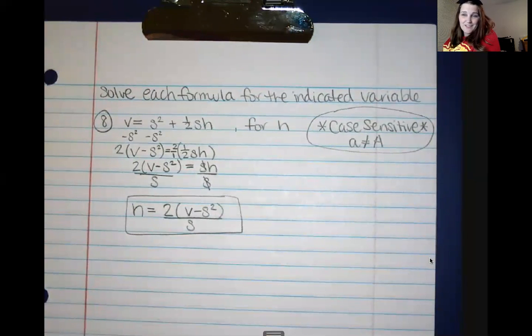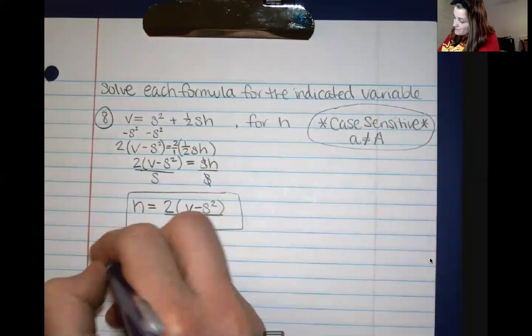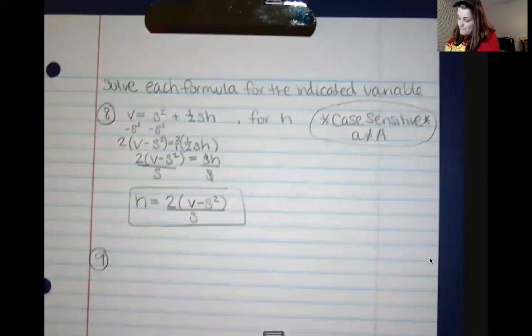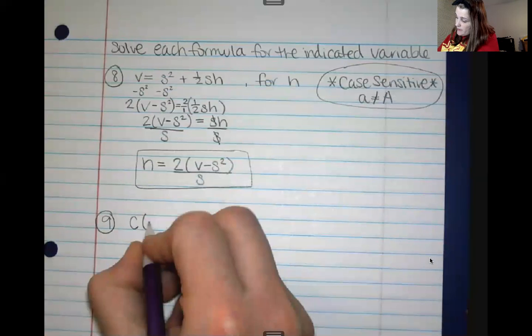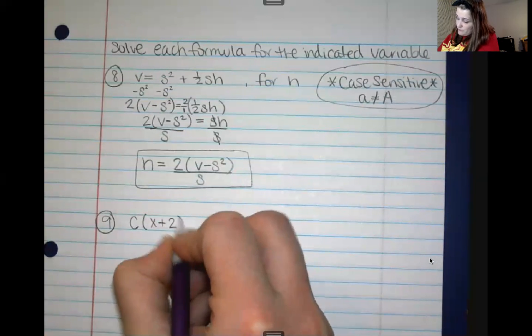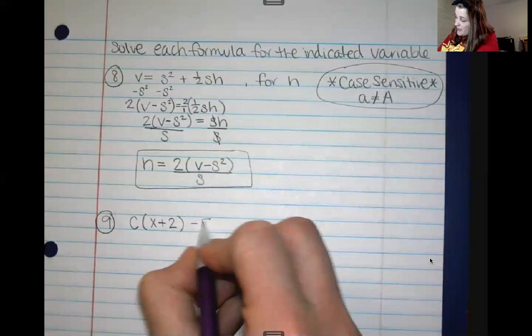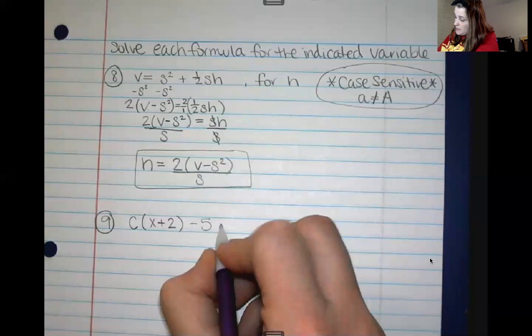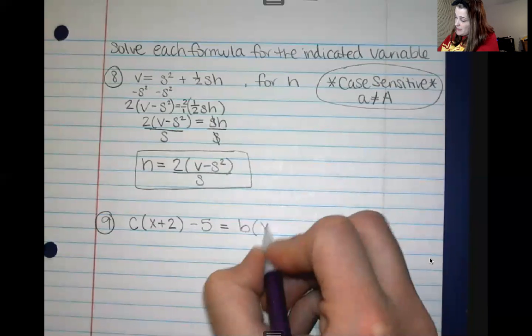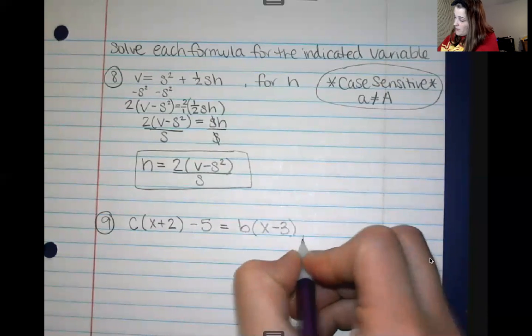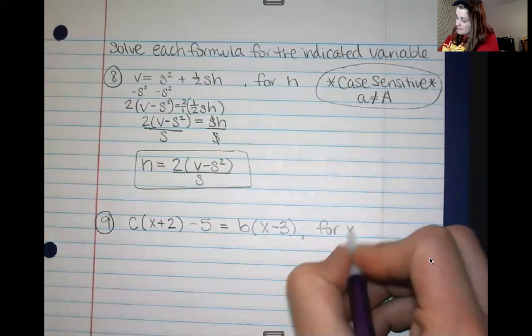Okay, let's try the next one. C times the quantity of X plus 2 minus 5 equals B times X minus 3. And we're going to solve for X.